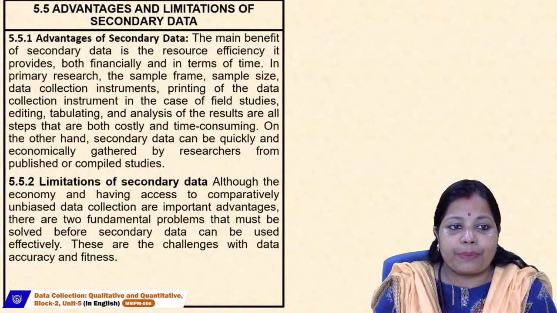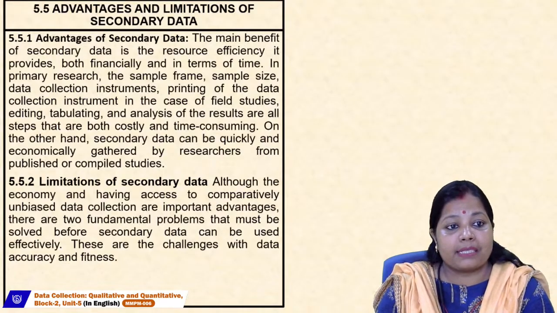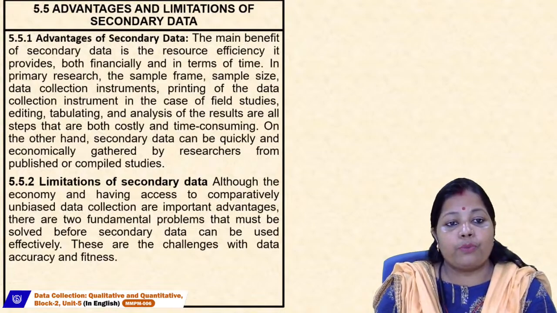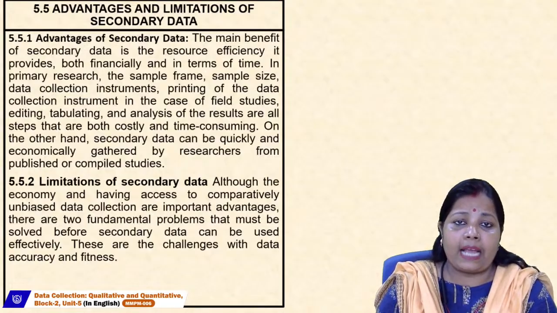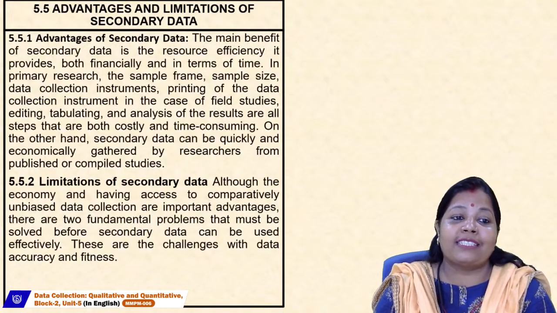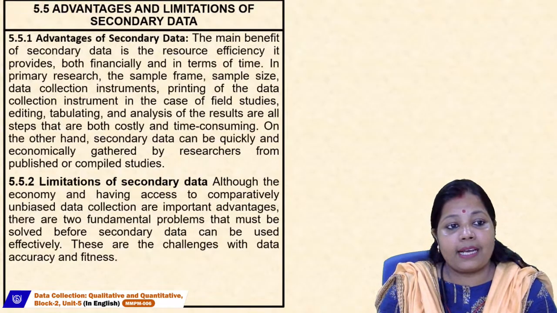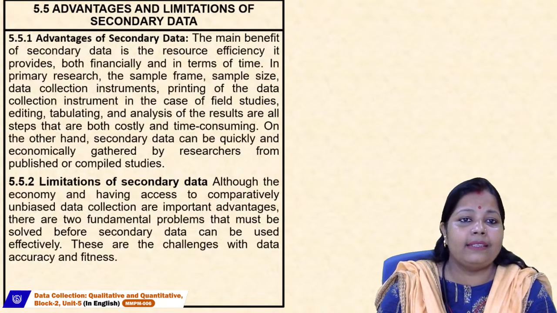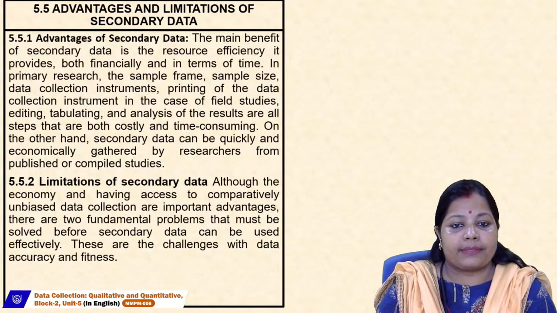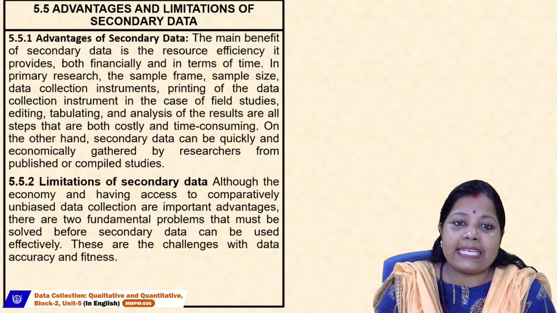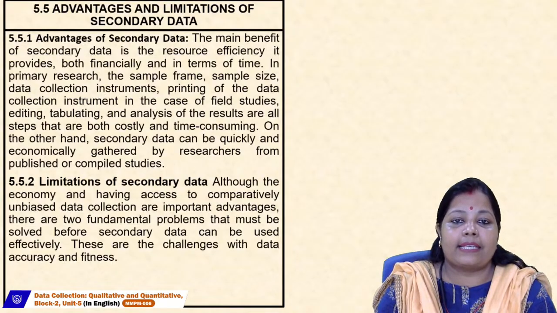In primary research, there are the sample frame, sample size, data collection instruments, printing of the data collection instrument, which is nothing but your questionnaire in the case of field studies, editing after collection of the data, then tabulating, coding, and analyzing the data. These steps are not there in secondary data sources, and they are very costly and time consuming also. Different skilled personnel are required in primary research to complete these kinds of steps.